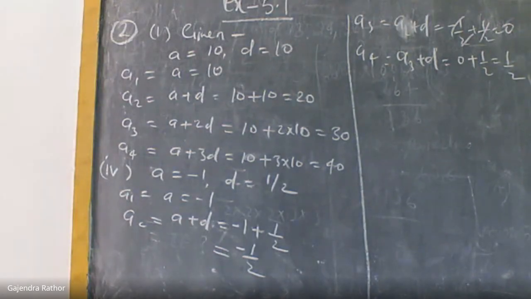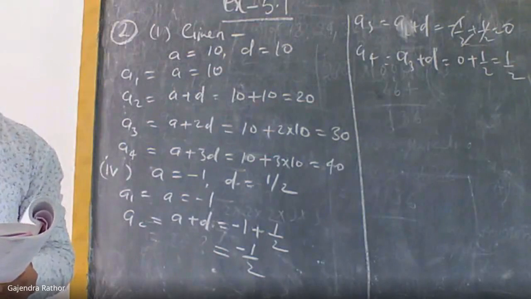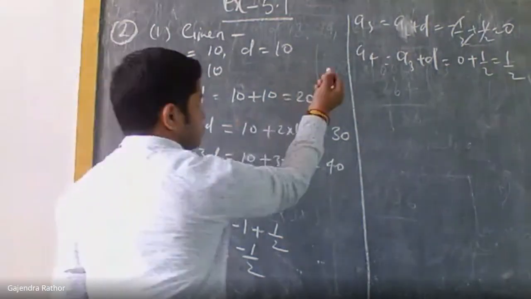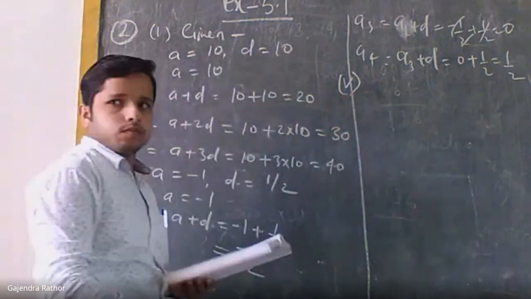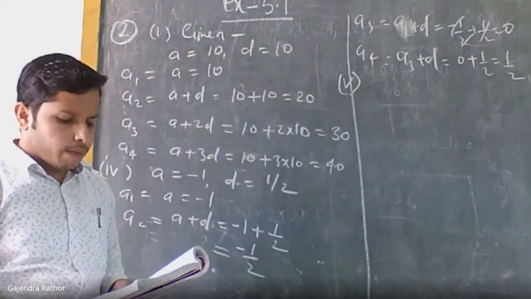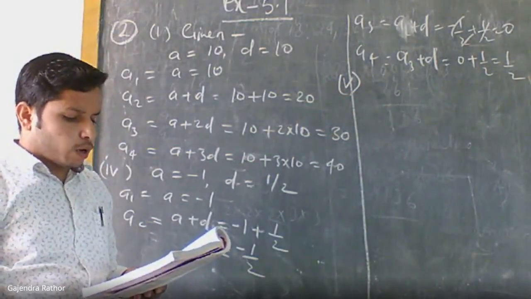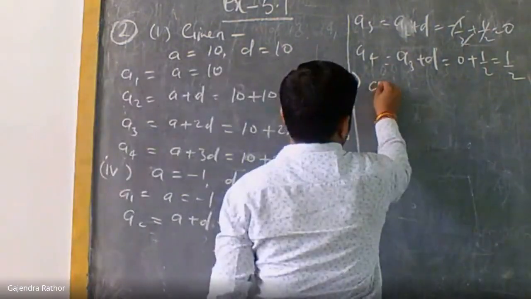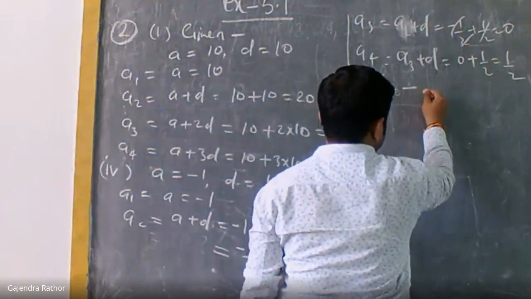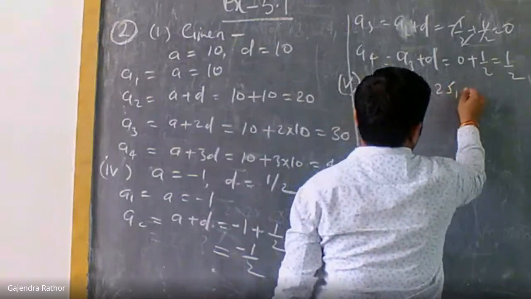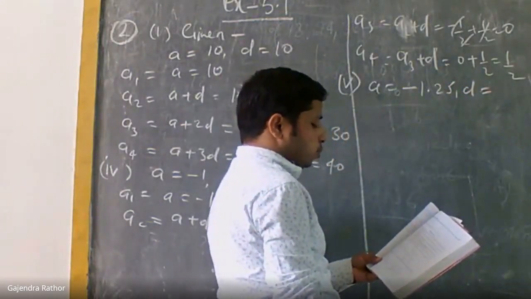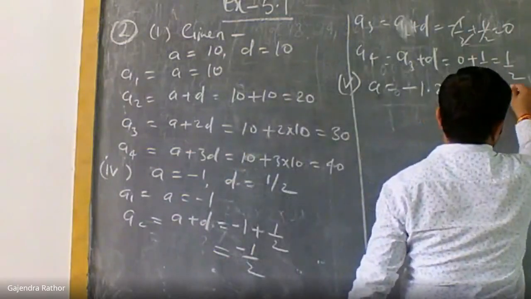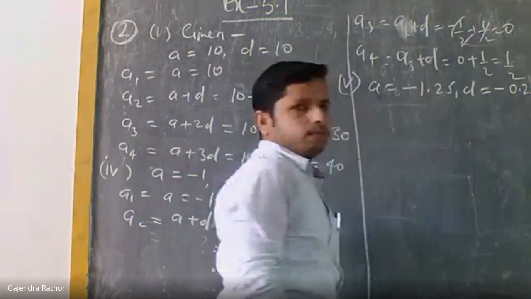Let's continue. Next point, fifth point. Given A is equal to minus 1.25, and D is equal to minus 0.25.